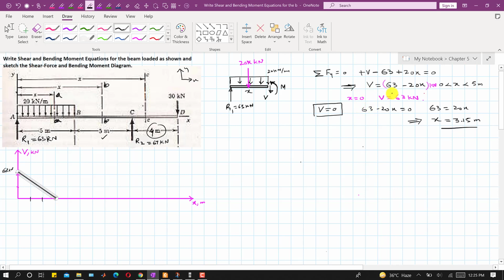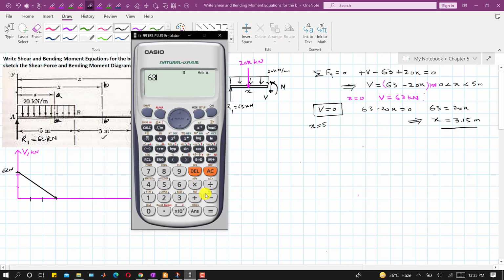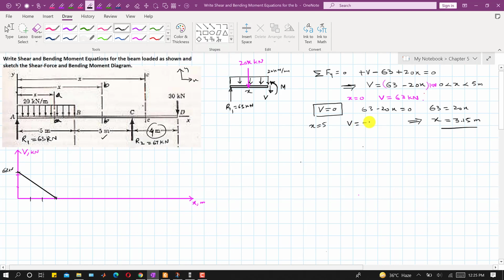And similarly, if we put x equal to 5 in this equation, that is 63 minus 20 into 5, so this is minus 37. So at x equal to 5, the shear force is minus 37 kilonewton. So this is 1, 2, 3, 4, 5. So somewhere here is that 5 meters, right? So at 5 meters, we have 37, somewhere here is that 37.